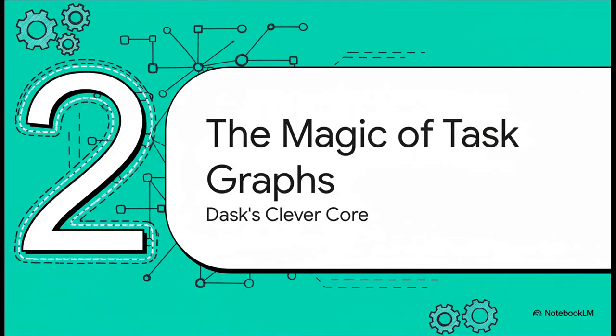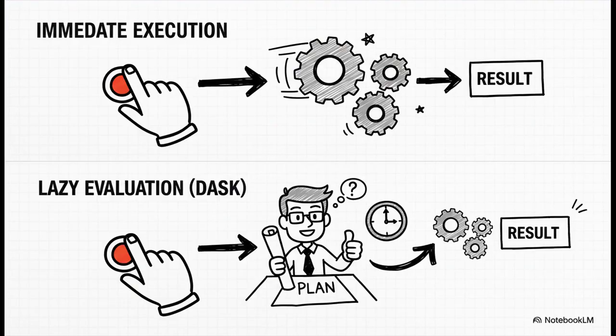Okay, so how on earth does Dask pull this off? How does it let you use pretty much the same code but handle these massive datasets? Well, the secret is this really elegant idea at its core called a task graph. The magic trick here is something called lazy evaluation, and I love this name. Think about it. When you run a normal Python command, it's immediate. You hit enter, the work happens. It's like flipping a light switch.